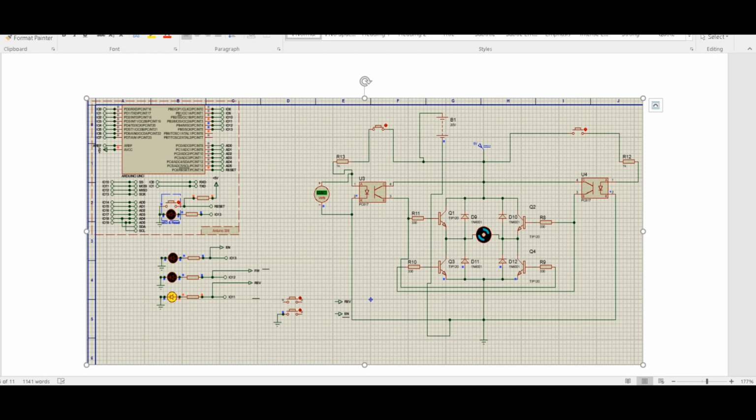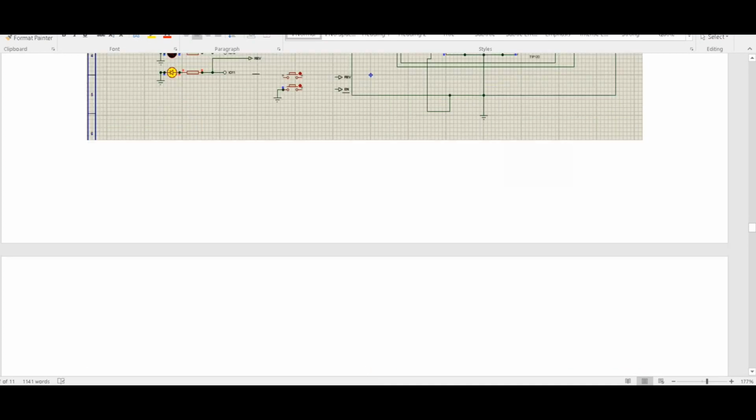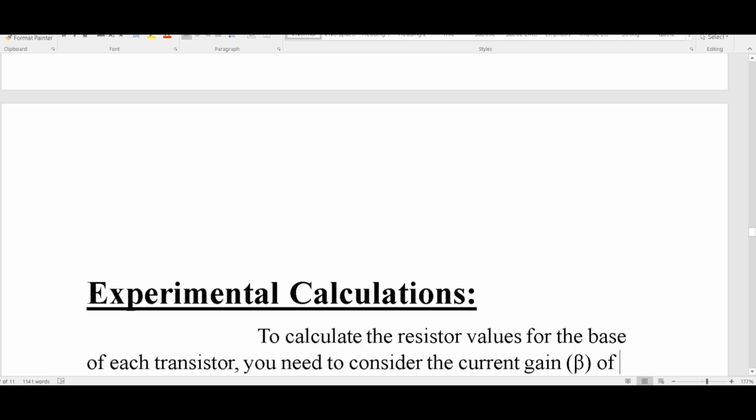Now moving on. Before moving on, I just want to tell you this is the same circuit that I mentioned earlier, and on the left, the Arduino is being used. The code was provided by our respected teacher, and we connected the Arduino with our circuit, which made it work. Moving on to experimental calculation now.